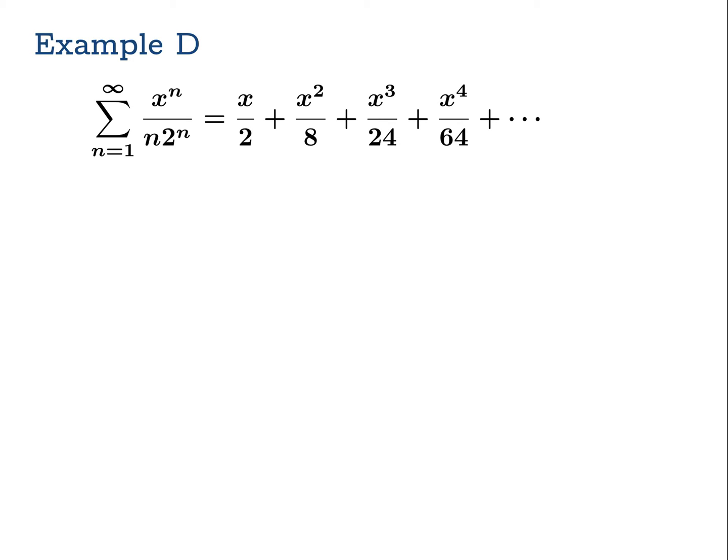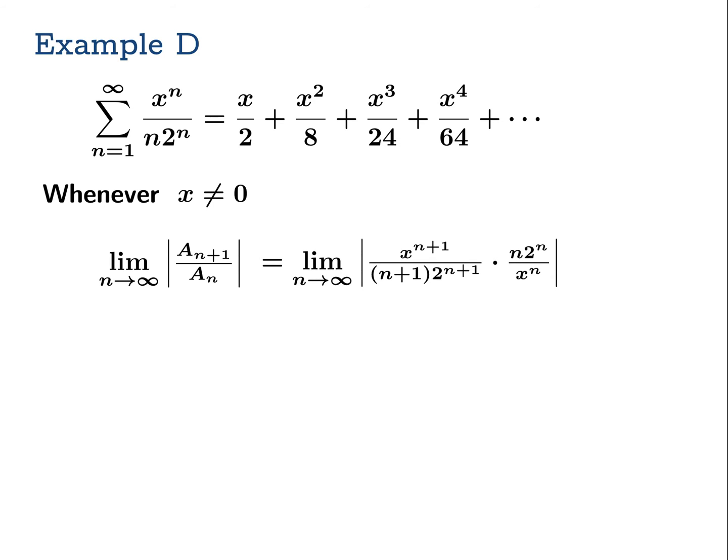Example D. Once again, we shall set up our ratio of terms in absolute value and do some algebra. This time you'll notice there's an extra power of 2 in the denominator, and the limiting value of n over n plus 1 is 1. So this limit turns out to be the absolute value of x over 2.